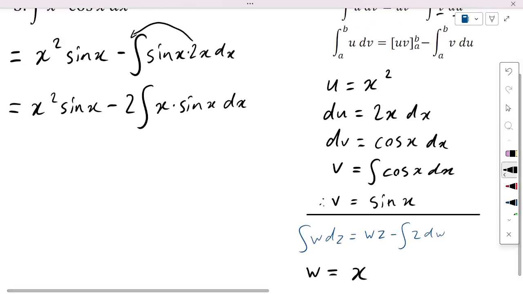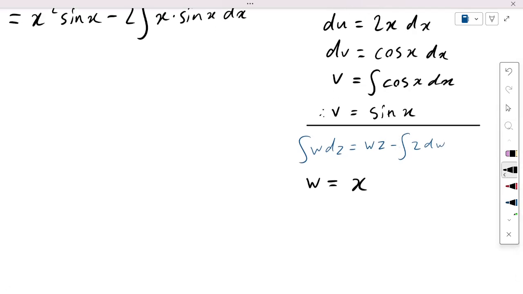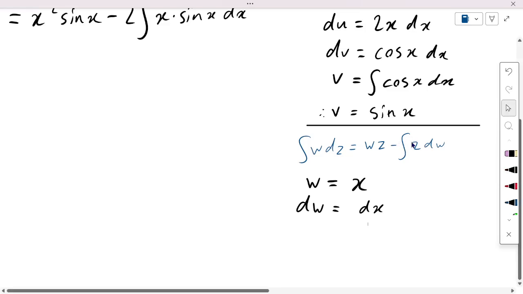Sorry, I was talking about this x, by the way. And then sine x over here with respect to dx, we're going to make that the integral. Okay, we're going to find the integral of that. So this would be dw is equal to 1 with respect to x, or it can just be equal to dx. It doesn't matter. I'll just keep the 1 there for now.